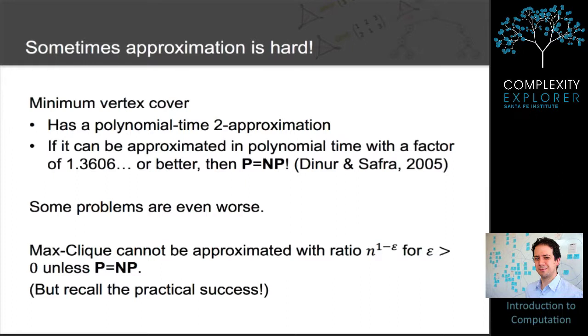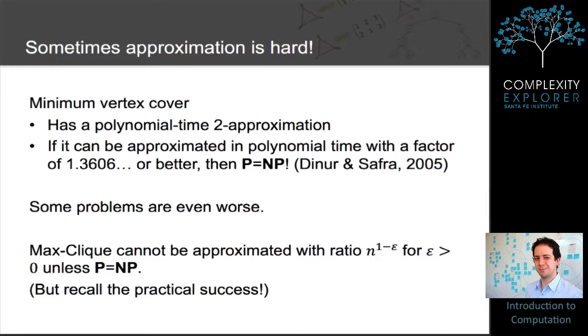And some problems are even worse. For example, the max clique problem, which is, given a graph, find the largest clique in the graph, can't even be approximated to within a ratio of n^(1-epsilon), where n is the number of vertices in the graph, and epsilon is any constant greater than 0, unless P equals NP. So before we had a 2 approximation. 2 is obviously independent of the input size. Here, we can't even get, say, a square root n approximation, or an n^(3/4) approximation, or an n^(99/100) approximation, unless P equals NP.